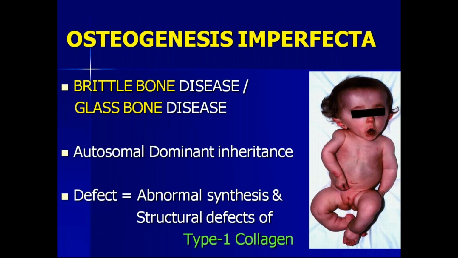Coming to osteogenesis imperfecta. Osteogenesis imperfecta is also known as brittle bone disease or glass bone disease. It is an autosomal dominant inheritance, same as achondroplasia. The defect is in type 1 collagen, COL1A2. So that is a type 1 collagen problem.